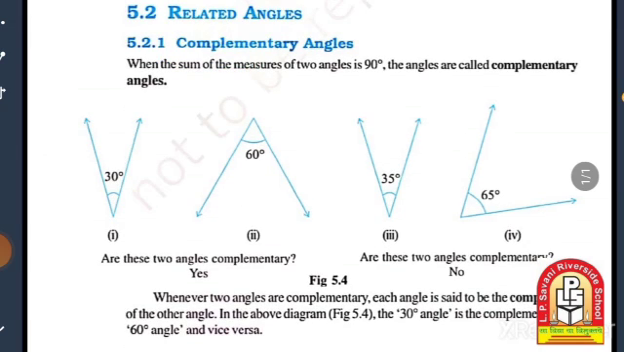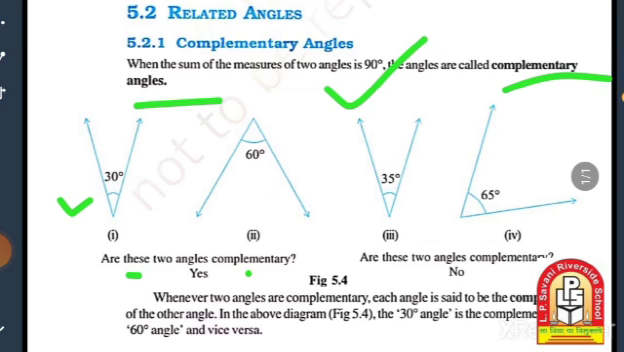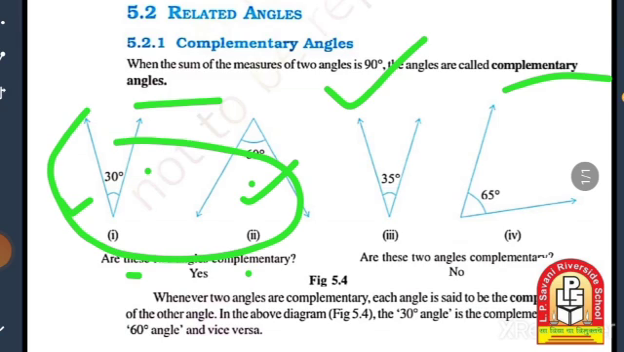Then, after that, related angles. In related angles, first of all there are complementary angles. When the sum of the measures of two angles is 90 degrees, they are known as complementary angles. You can see that these two angles are complementary. The first one is 30 and the second one is 60. The sum of these two angles is 90. So these are complementary angles.